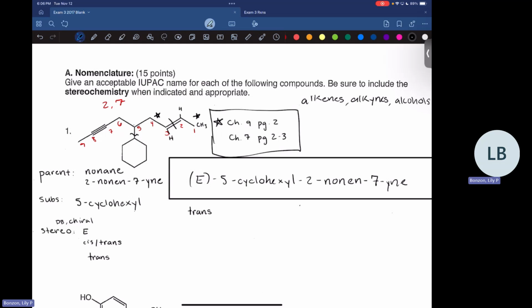That actually is, I don't think that is true. Because in this case, if we had numbered from left to right, that would have given us 2 and 7 for the double and triple bond. But then our substituent would have been on carbon 4 instead of 5. So the way that we numbered here, we put it on a higher number, but the rule is not the substituent. The rule is between the double and the triple bonds. If they're the same, the double gets lower.